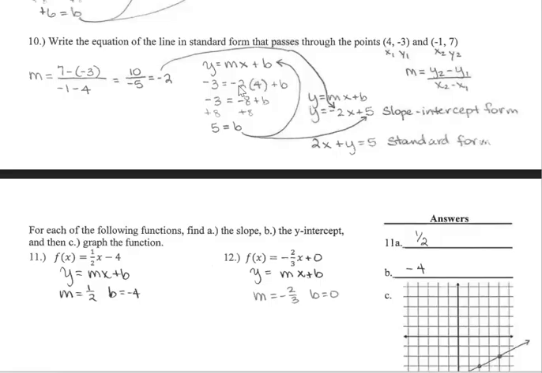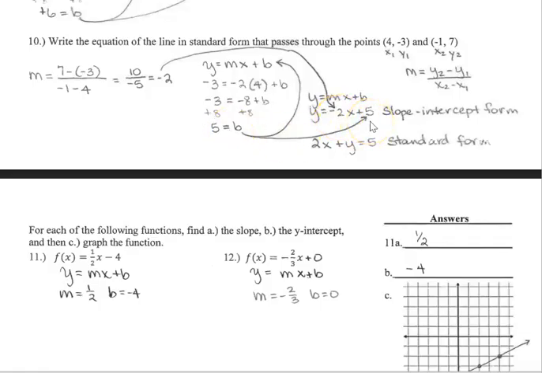And we said we were going to use the point 4, negative 3, so x would be 4 and y would be negative 3. And now we can solve for b. So negative 2 times 4 is negative 8. Let's add 8 to both sides, and we'll get positive 5 for our b value. So now if we write our equation, it's y equals mx plus b. We found m was negative 2, and b was 5.